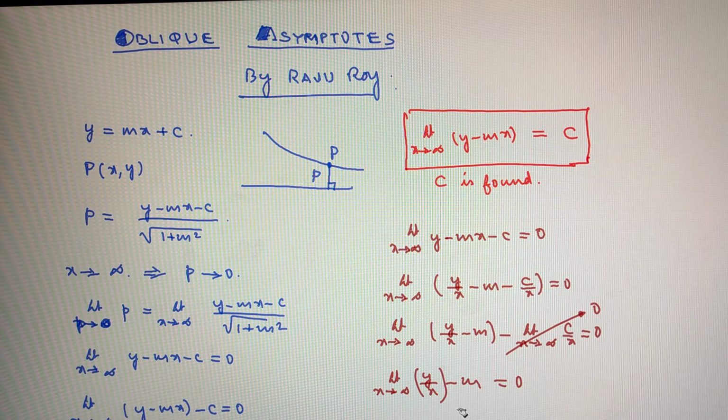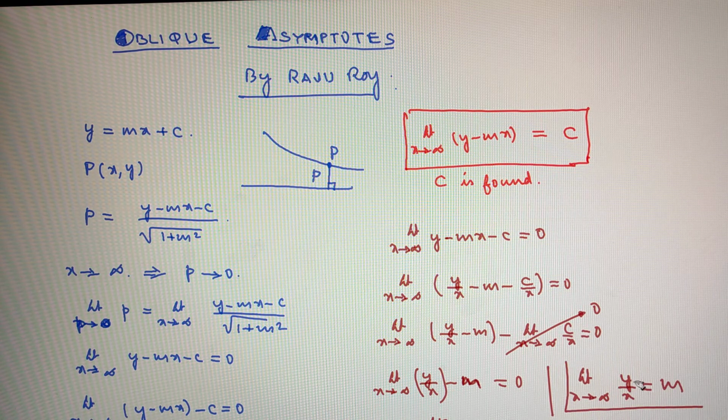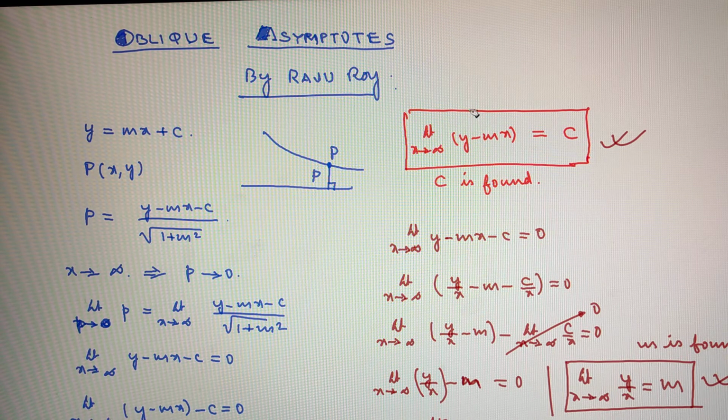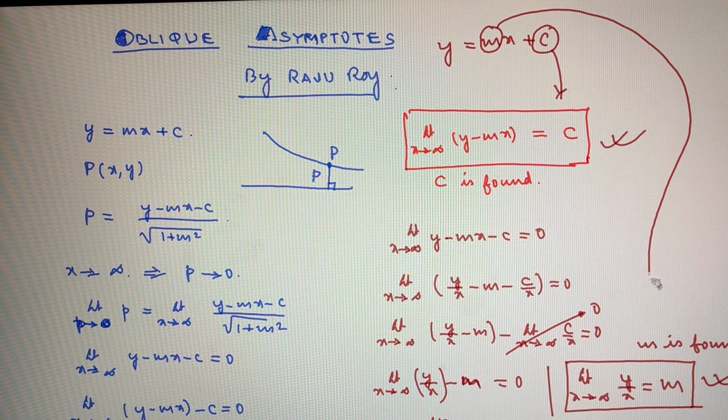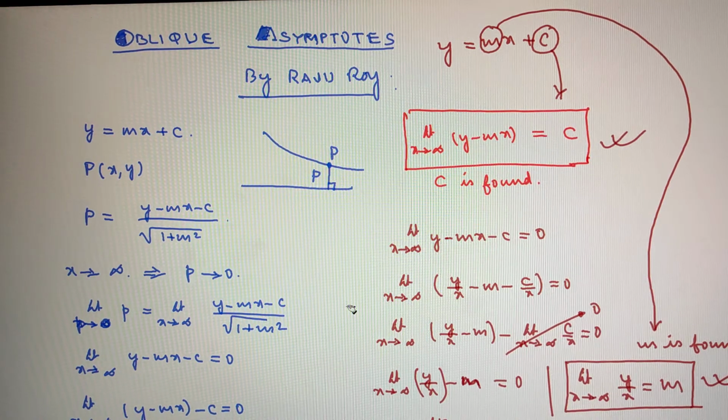So here m doesn't depend on x or y, right? So when I take this function, I'll write here, I think it is not visible. Okay, so limit x tends to infinity y by x is equal to m. So now we know both m and c, so m is found. We have got m, we have got c. Now you substitute in y is equal to mx plus c. I know the m, I know the c. c is this and m is this. So we came to know the asymptote, right? Okay, thank you.